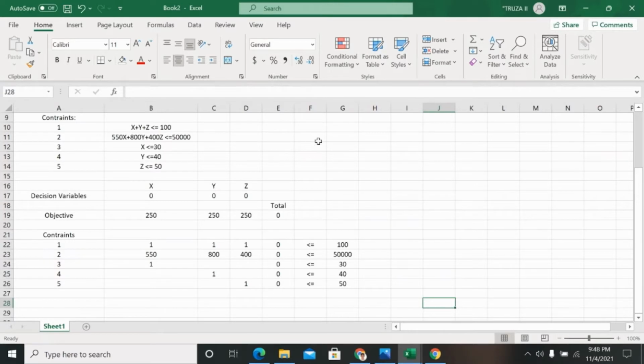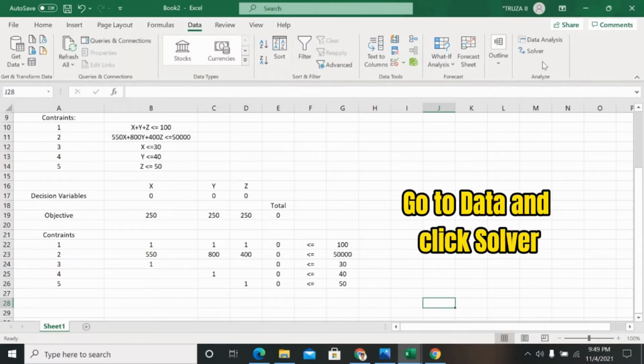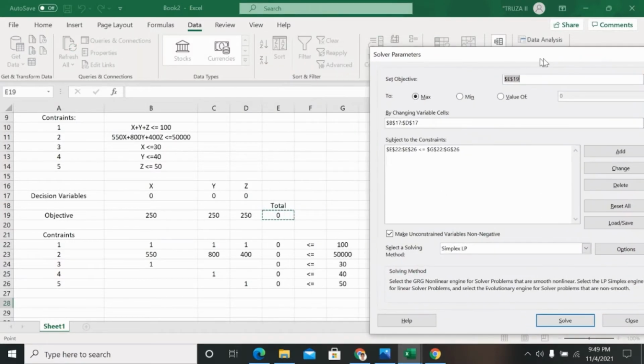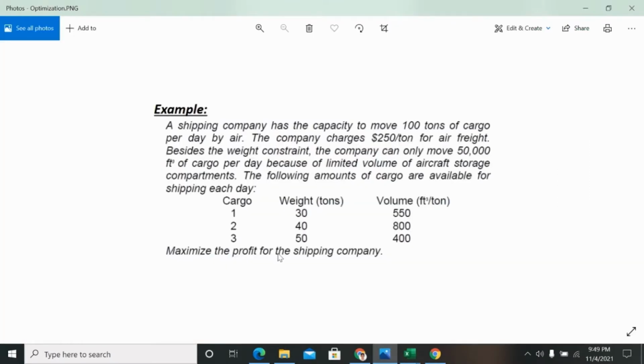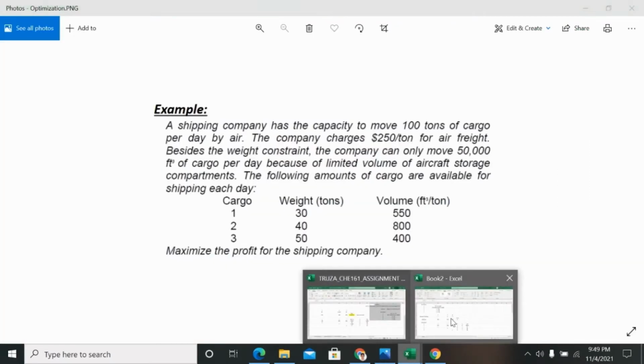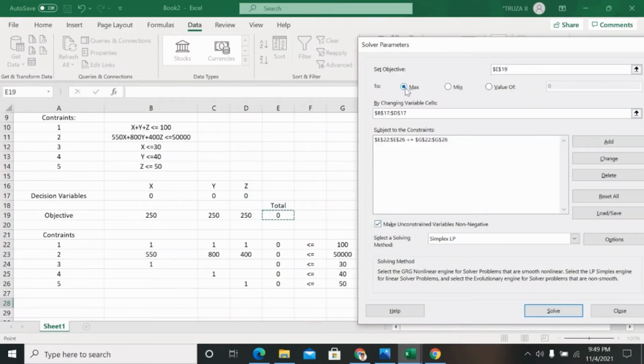To use Solver, just go to Data, click Solver, and here it is stated: set objective. The objective we set is the total here, and it is stated in the problem that we need to maximize the profit of the shipping company. So we click Maximum here, by changing the variables, this.